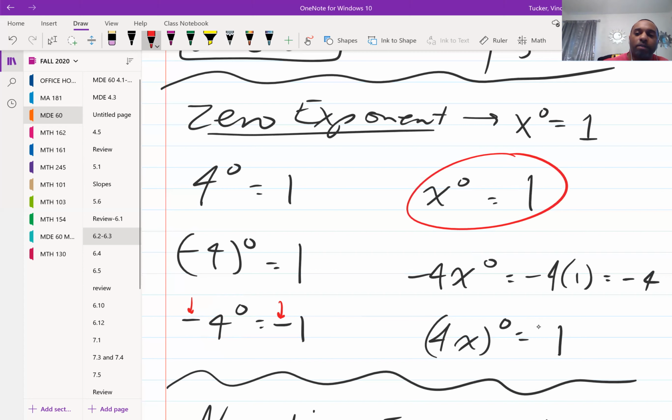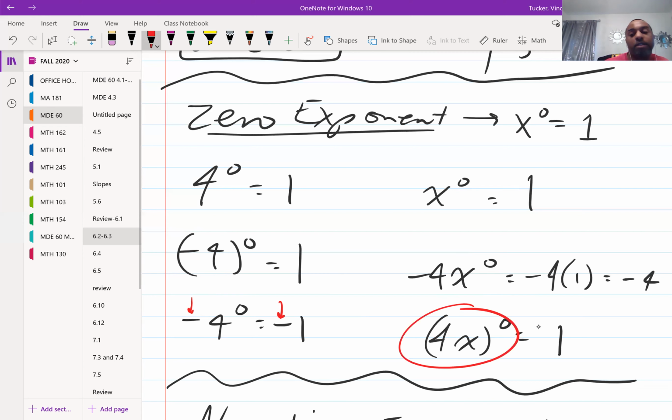X to the 0 power is 1. And then here, -4 times x to the 0 power. Once again, no parentheses. So the only thing to be affected by that 0 is x. So that's why the -4 is still out there. -4 times 1 is just -4. And then here, because I do have parentheses, everything that's in that parentheses is being affected by the 0. And that's why the whole answer is 1. So make sure you pay attention to the parentheses. And if you don't have parentheses, the number that's right up against the exponent is the only one that's being affected, number or letter.